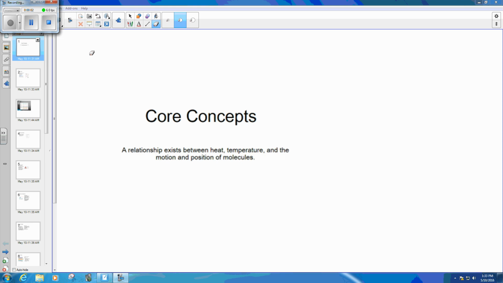Chapter 5. In Chapter 5, we deal with the concept of temperature and heat. There is a relationship between temperature and heat, and also related to the motion of the molecules that form the core of these substances that we deal with.